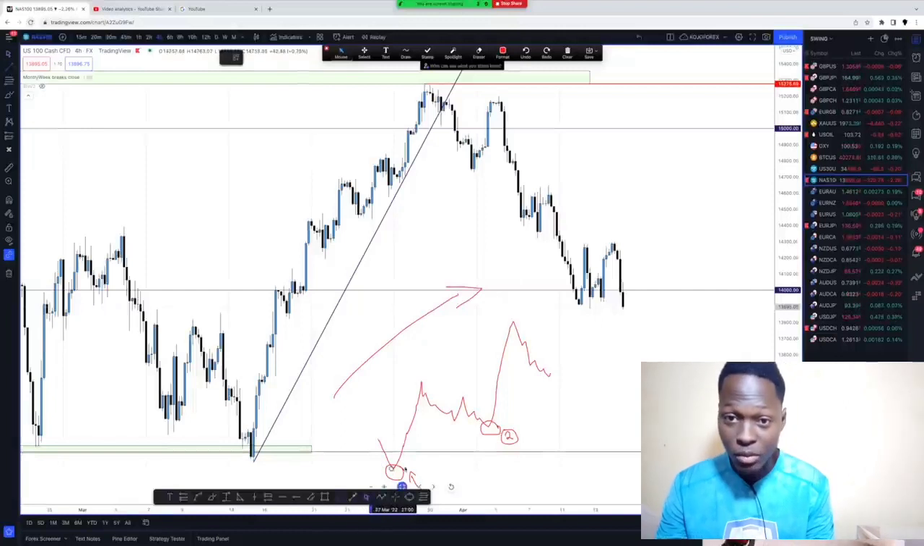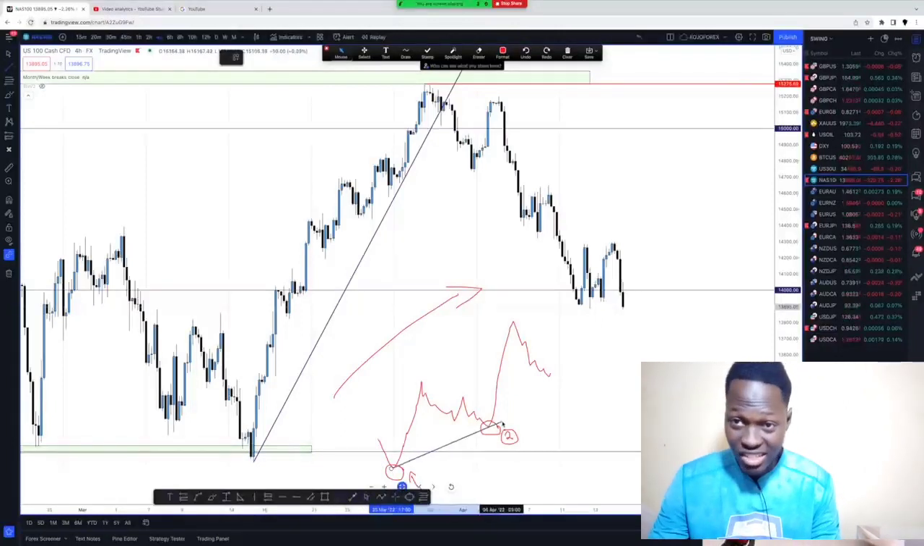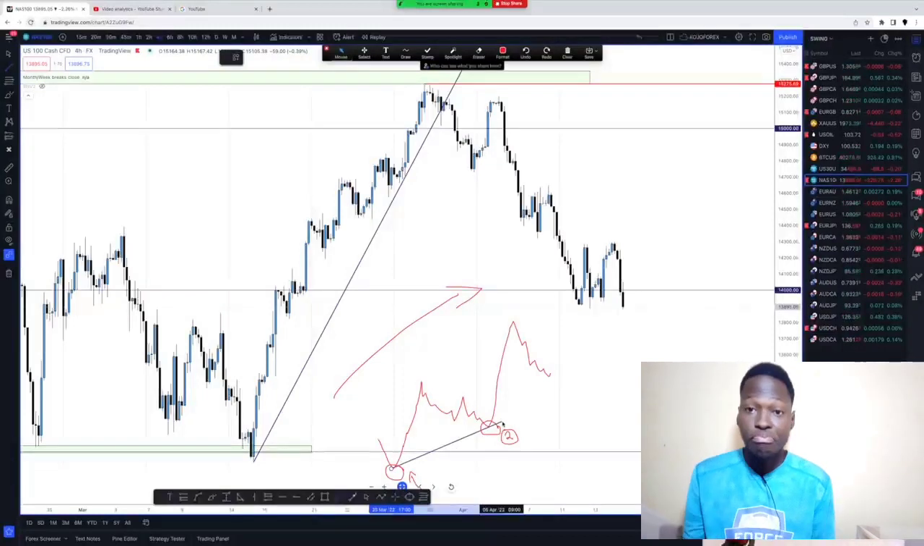In the sense that we have point 1 here, you connect it onto the wick. So in terms of trendlines as well, sometimes traders get confused on how to place the trendline specifically on the market.